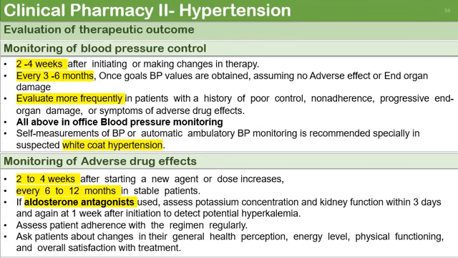The other evaluation is monitoring the adverse effects of the drug. For new treatment, we should monitor adverse effects every 2 to 4 weeks after starting, and every 6 to 12 months if the patient is stable. In the case of aldosterone antagonists, we should assess serum potassium concentration and kidney function 3 days to 1 week after the initiation of therapy to avoid hyperkalemia.